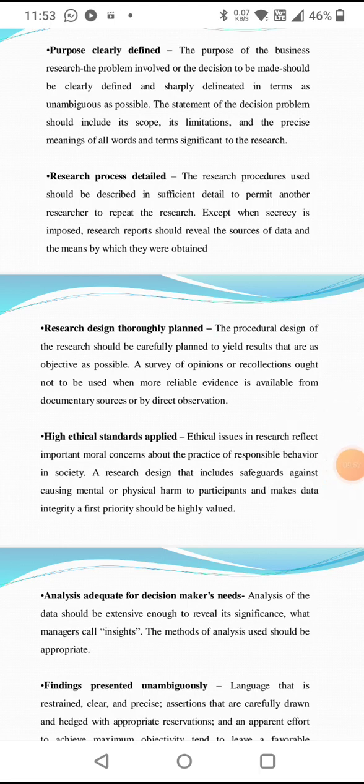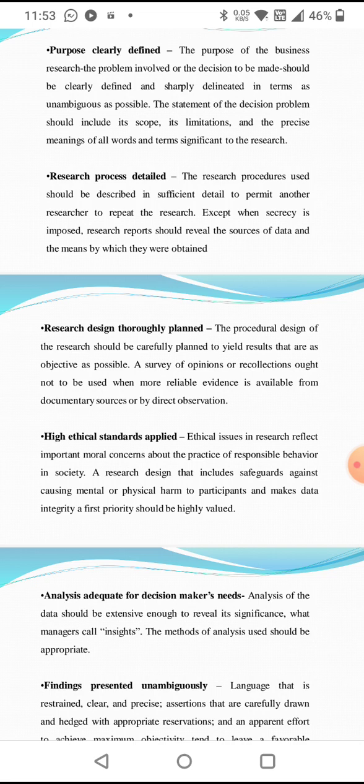Next is research design to be thoroughly planned. What do you mean by that? The procedural design of the research should be carefully planned to yield results that are as objective as possible. A survey of opinions or recollections ought not to be used when more reliable evidence is available from documentary sources or by direct observation.